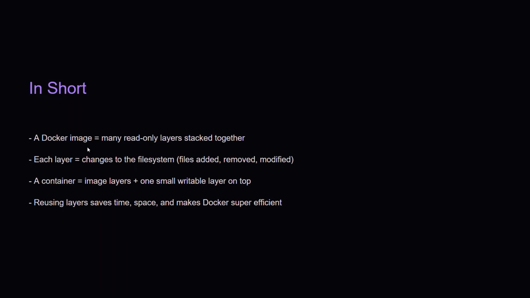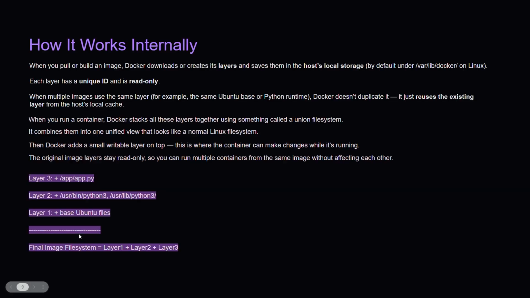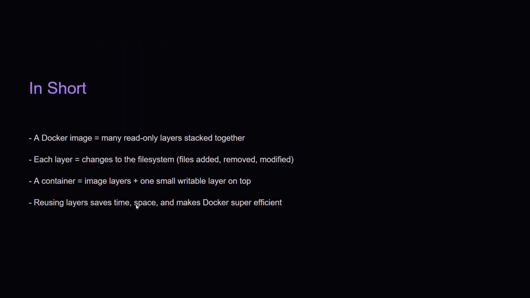In short, a Docker image is many read-only layers stacked together. Each layer changes the file system. The files are added, removed or modified. Whenever we add, remove or modify something, that becomes a layer. What is a container? The image layers plus one small writable layer on top, which is the final image file system. Reusing layers saves time and space, and makes Docker super efficient.